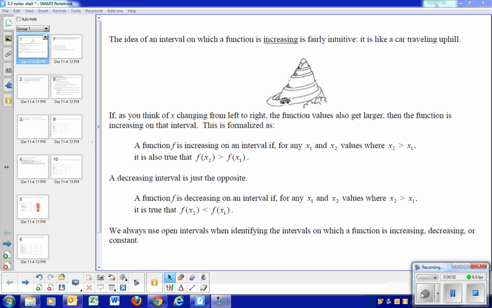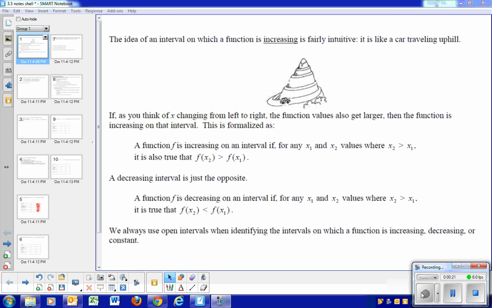Hi, this video goes with our Chapter 3 in AP Calculus, and the idea that we're looking at today is finding where functions are increasing and decreasing, as well as using that information to find extrema. And so I start out at the beginning. You can follow along in your printed notes.